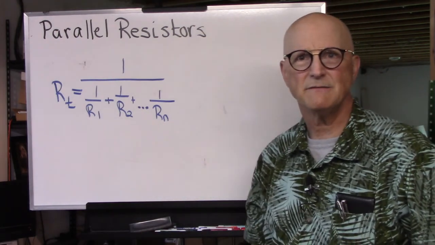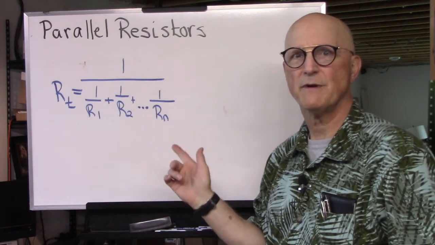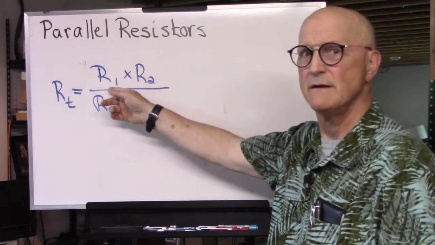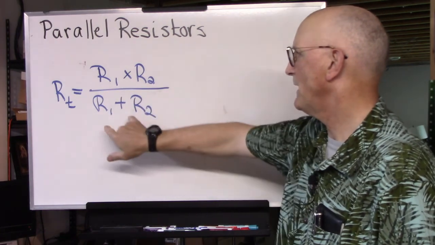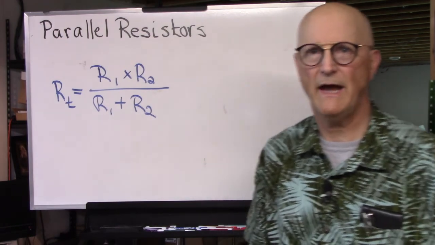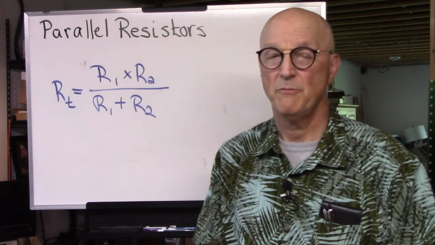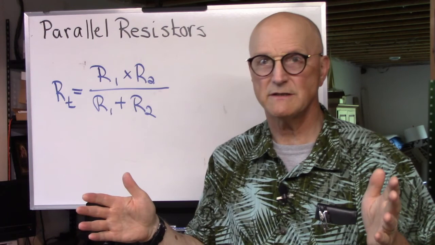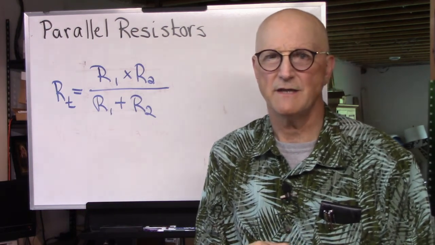But it gets a lot simpler if you only have two resistors in parallel. This formula turns into this. As simple as this: R1 times R2, all divided by the sum of the two resistor values. It even gets simpler if you have a number of resistors in parallel that are all the same value, because then it is just the value of one of those equal value resistors divided by the total number of resistors. That makes it very easy.